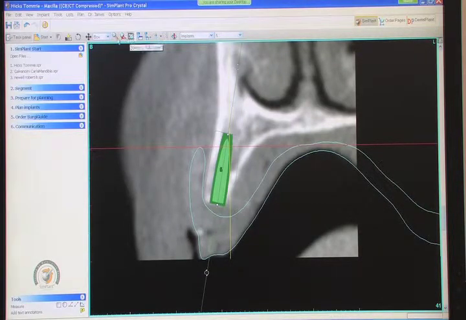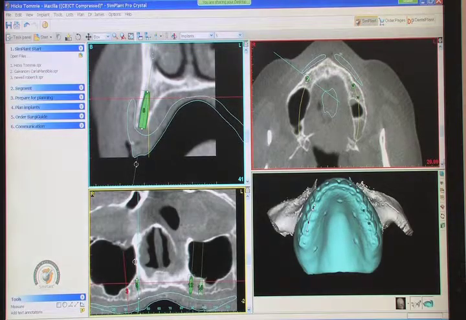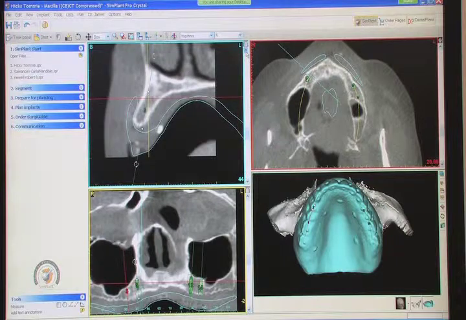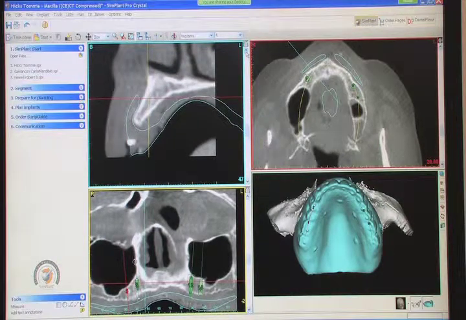Yep. Okay. So we'll go ahead and go out of that view. Okay, now if we keep going mesial, you can see where things fall off. I'm not sure if you'd be able to get anything any further mesial.